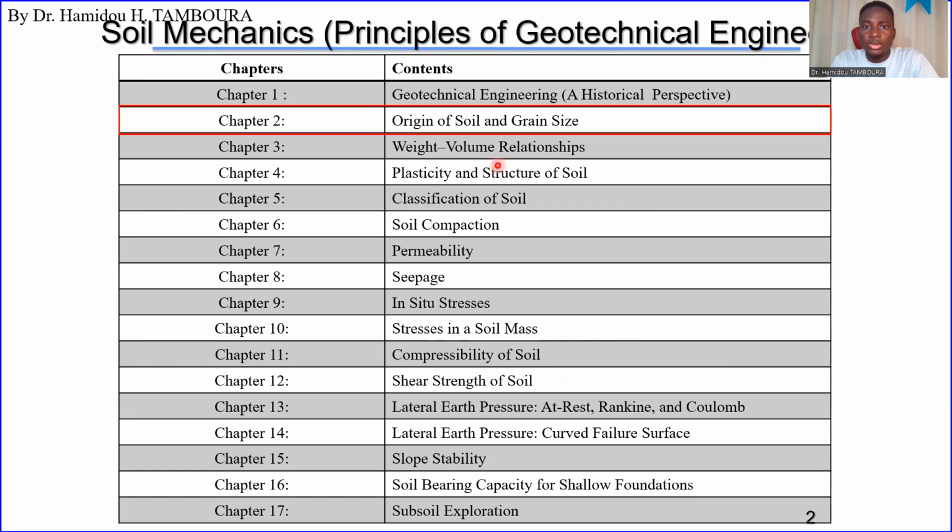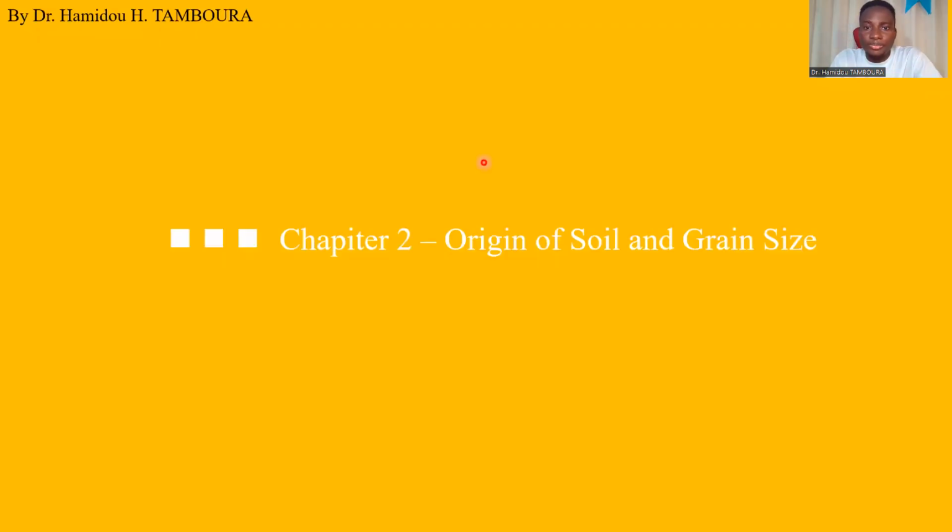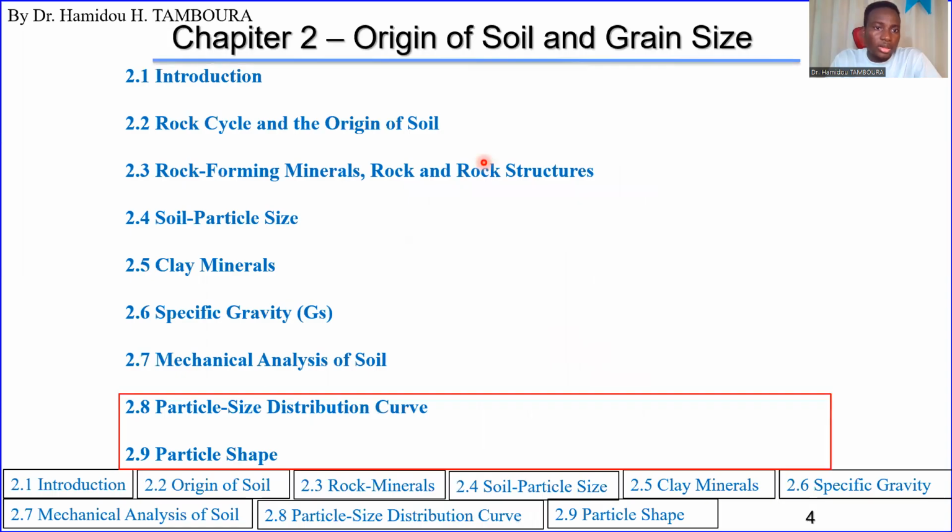So chapter number 2 is about origin of soil and grain size. In the previous 2 videos, we have talked about points number 1 to number 7. In this video, we will talk about number 8 and number 9. Number 8 is about the particle size distribution curve. And the last point, number 9, is the shape of the soil particles.